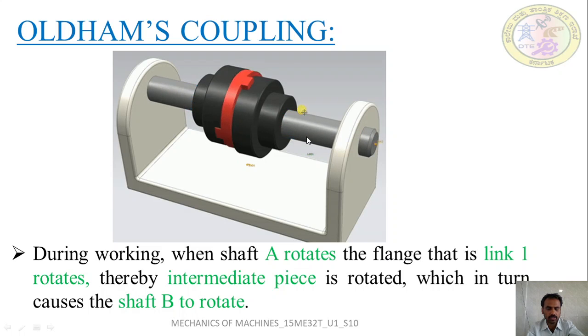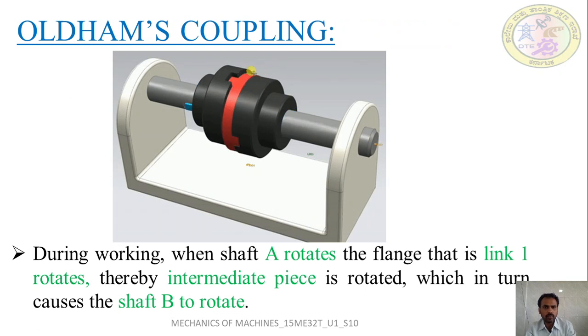As the driving shaft rotates, the flange rotates with the same angle as that of the driving shaft, which causes the intermediate piece to rotate. As the intermediate piece rotates, the other flange will also rotate, which causes the driven shaft to rotate at the same angle as that of the driving shaft, or with the same speed as that of the driving shaft. This is how the Oldham's coupling works.